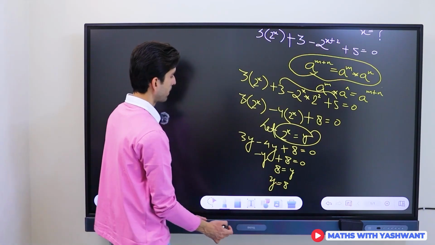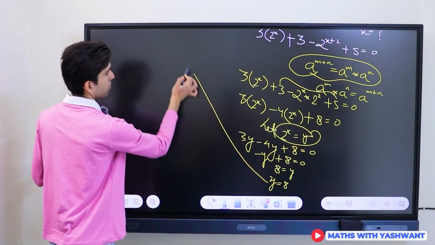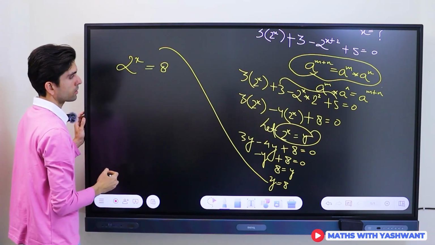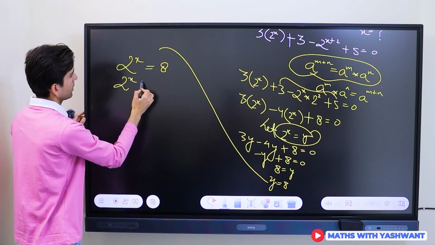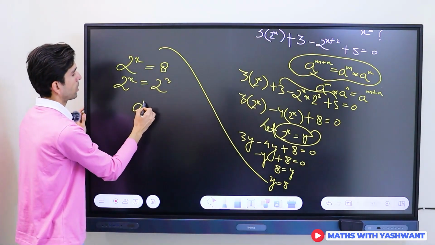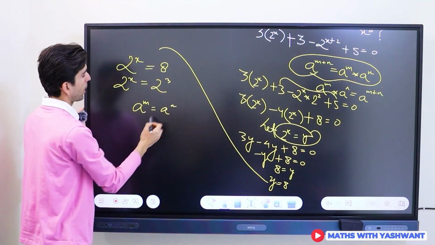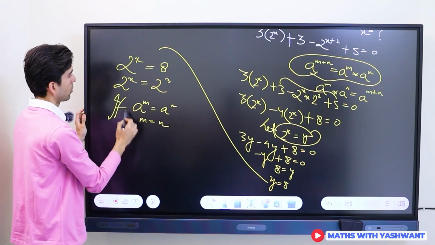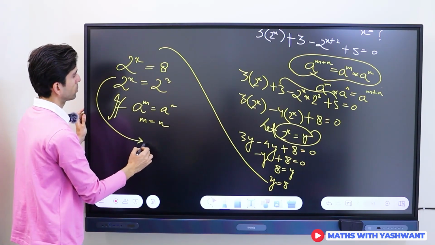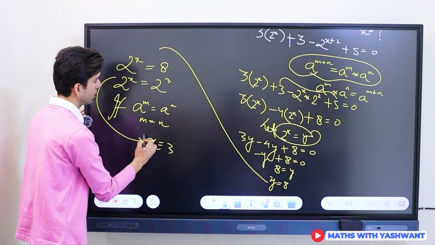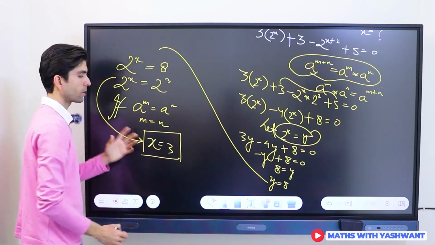So in place of y, we'll write 2 to the power x again, and we have 8 on the right hand side. Now for 8 we can write 2 to the power 3, and again the same exponent law. If a to the power m is equal to a to the power n, then we can write m is equal to n. So following this law, 2 to the power x is equal to 2 to the power 3 implies x is equal to 3, and we have got the answer.